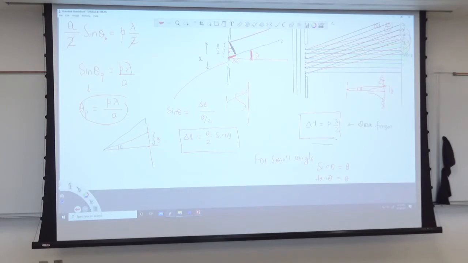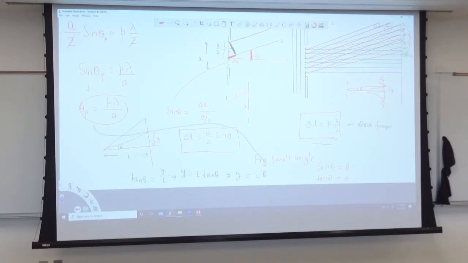So I have this angle to be theta, and this length is L. If you take the tan theta, that would be y over L. That will give me y. So y would be L tan theta. And again, for small angular approximation, we have y is equal to L theta. L times theta. And then we have theta already derived from here.